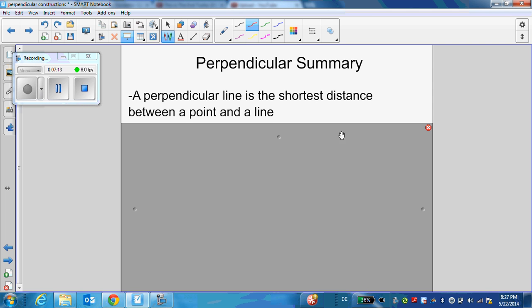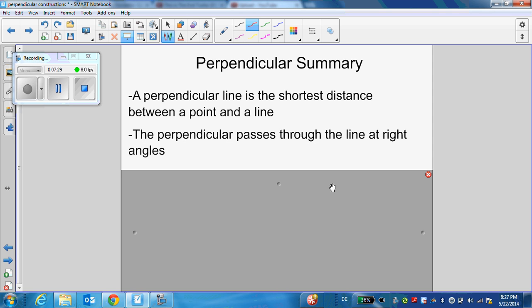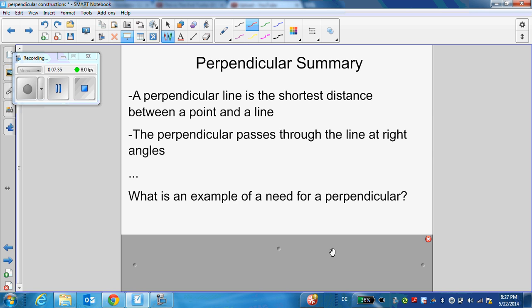All right, so just to sum up what we talked about here, a perpendicular line is the shortest distance between a point and a line. This is the key to perpendiculars. It's the shortest distance and it creates a right angle. The perpendicular passes through the line at right angles. And what is an example of a need for a perpendicular? This question is for you guys to think about by Monday. What is an example of a need for a perpendicular?